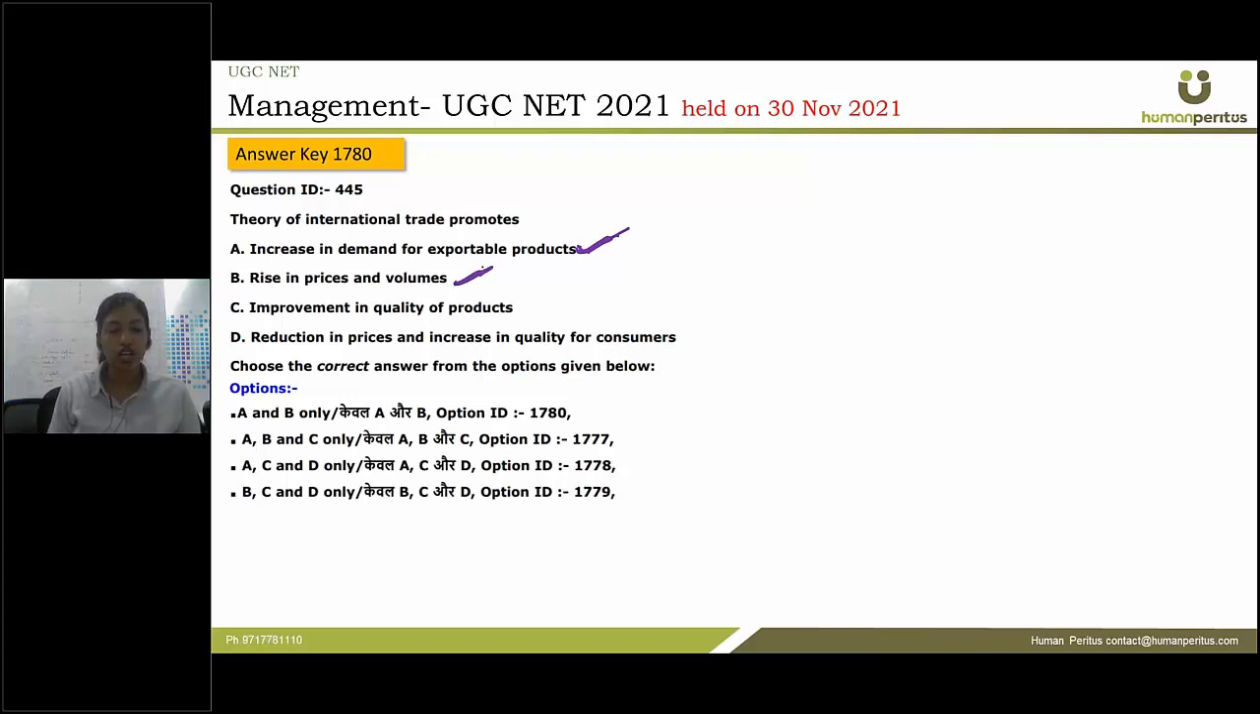Because of international trade, the main focus is on increasing your exports. And for increasing your exports, there will be a rise in volume of the production or in the price of the production. Improvement in quality, it does not focus on quality. Reduction in prices and increase in quality for consumers, it does not focus on that. It is not consumer oriented, it is country economy oriented, and for that, it focuses on prices and the sale of the product. Okay, so the answer is A and B only.